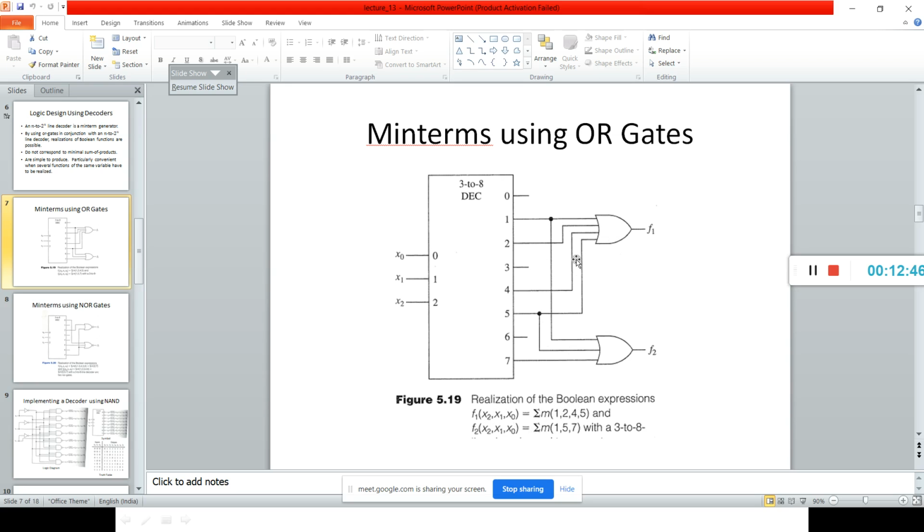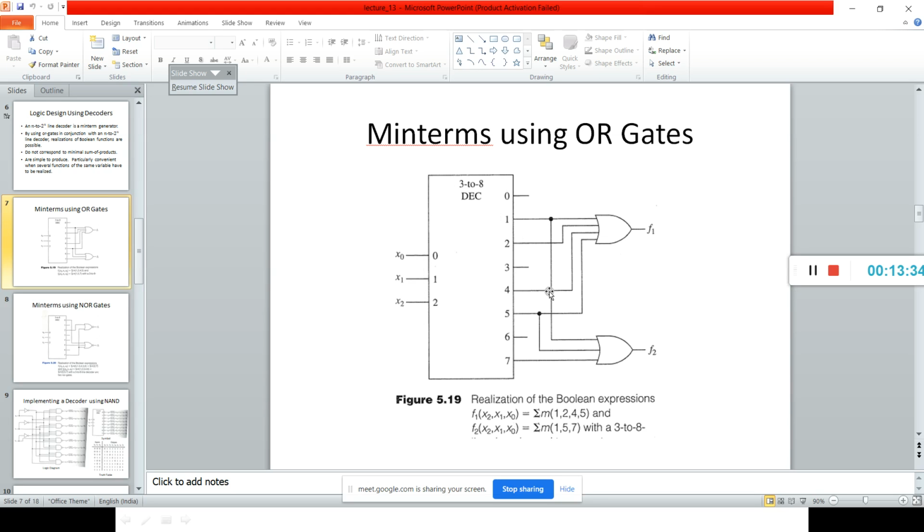Using an OR gate we can realize the Boolean expressions. 1, 2, 4 and 5 are given to an OR gate. Next, 1, 5 and 7 are given to another OR gate, which realizes function f2. These are the outputs 0, 1, 2, 3, 4, 5, 6, 7. These are the output lines. 2 corresponds to x2, 1 corresponds to x1, 0 corresponds to x0. These are the 3 input lines and these are the 8 output lines.